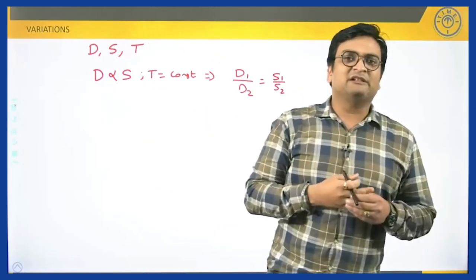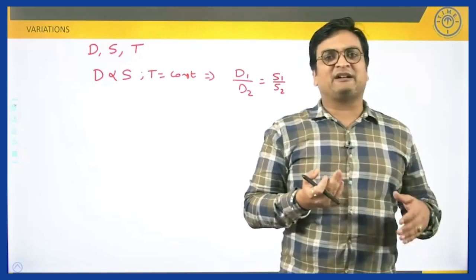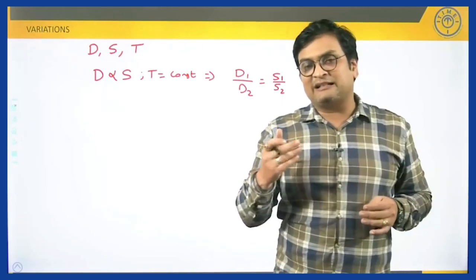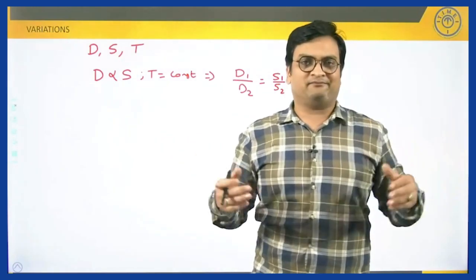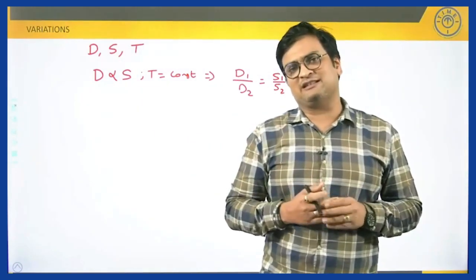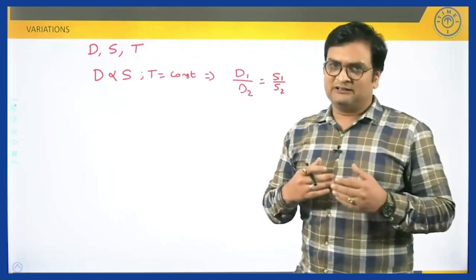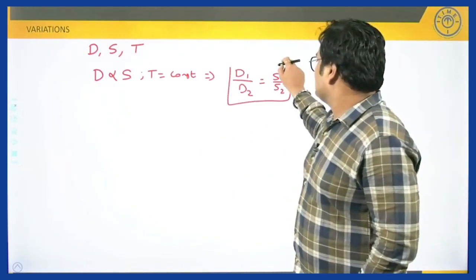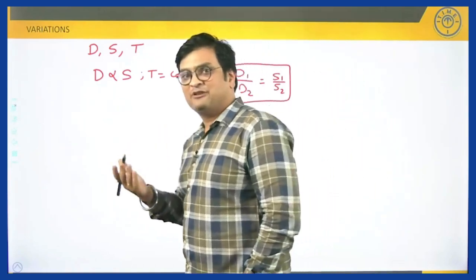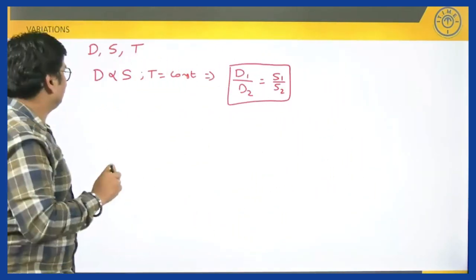So, for example, if I travel at 30 kmph, I cover distance d. I travel at double the speed, 60 kmph, I will cover double the distance, 2d. So, whatever is the ratio of distances, same will be the ratio of the speeds also. So, d1 by d2 is equal to s1 by s2. So, this can be used whenever your time of travel is constant.